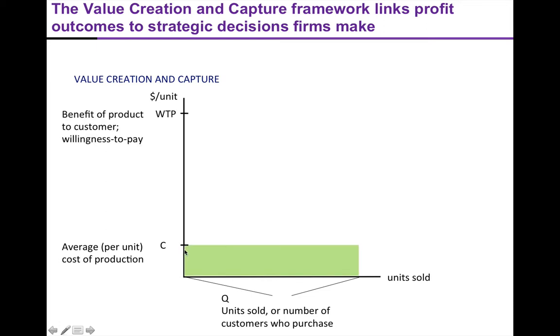Okay, so this green rectangle here is the cost of production for that firm. Now, up here, we have willingness to pay. This is the benefit of a product to a customer. That is the customer's willingness to pay just at the point of indifference between buying the product and walking away from the product. So any price below this willingness to pay, presumably a customer is willing to pay for a product. Any price above it, they're not.